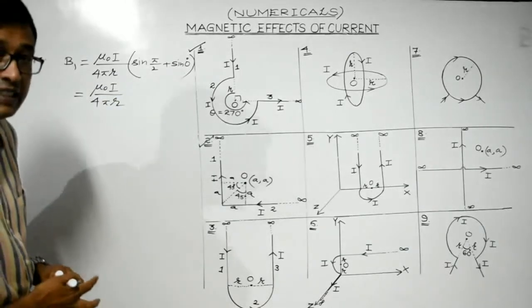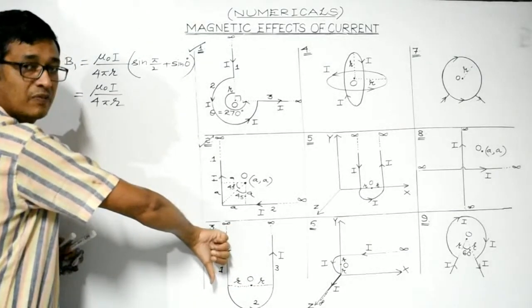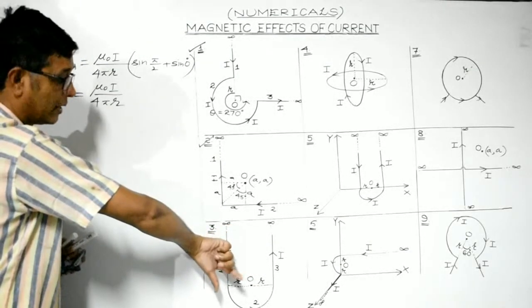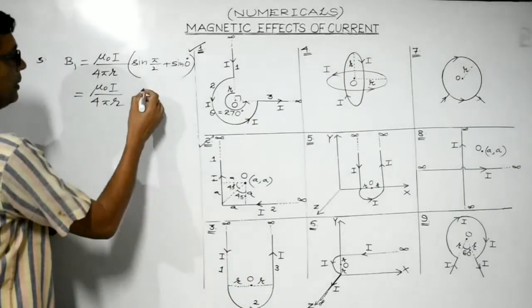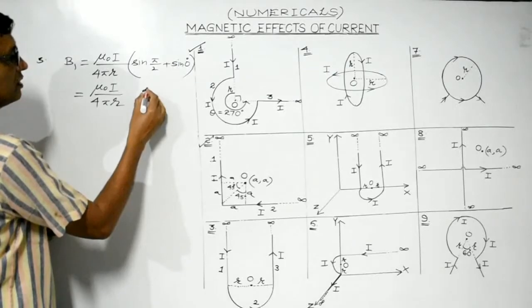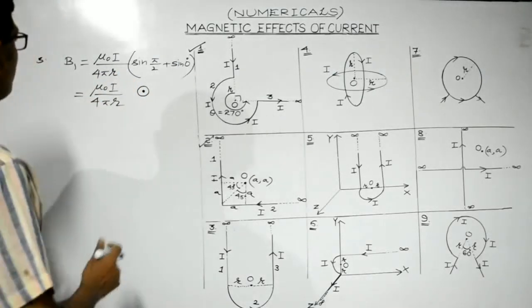And students, what will be the direction at point O due to this first conductor? It will be like this. So at point O, the field lines will appear to come out. So it will be perpendicular and directed outwards. So that is represented by this particular symbol, right?